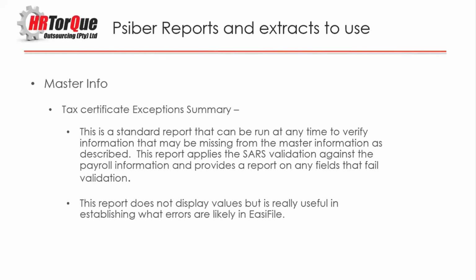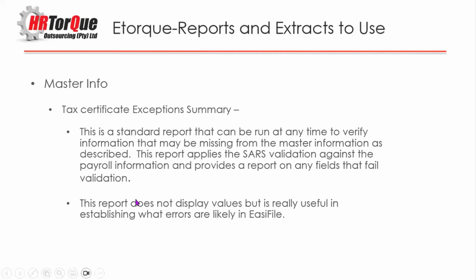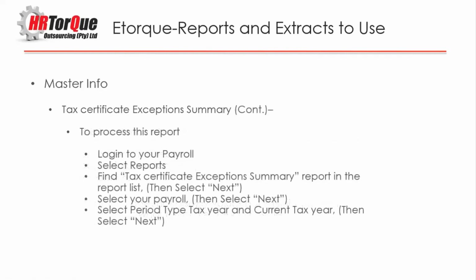This report doesn't display any values. It's really useful in establishing what your errors are going to look like in EasyFile if you just load it as is. How do we get it? Again, we're assuming that you have some knowledge of how the system works. You log in, go to your report section, find the tax certificate exception summary, select your payroll, and move through the steps. You select the current tax year, because you don't want to report on last tax year.